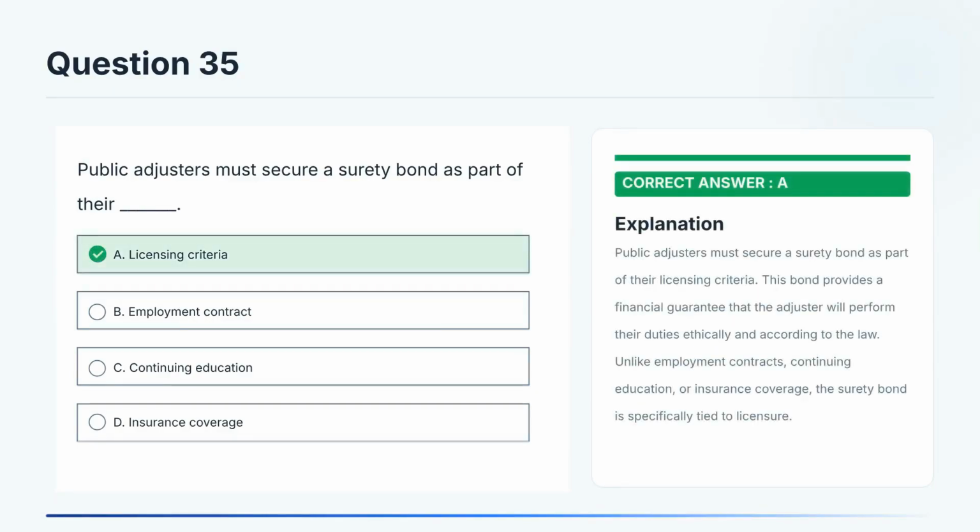The answer is A. Licensing criteria. Public adjusters must secure a surety bond as part of their licensing criteria. This bond provides a financial guarantee that the adjuster will perform their duties ethically and according to the law. Unlike employment contracts, continuing education, or insurance coverage, the surety bond is specifically tied to licensure.